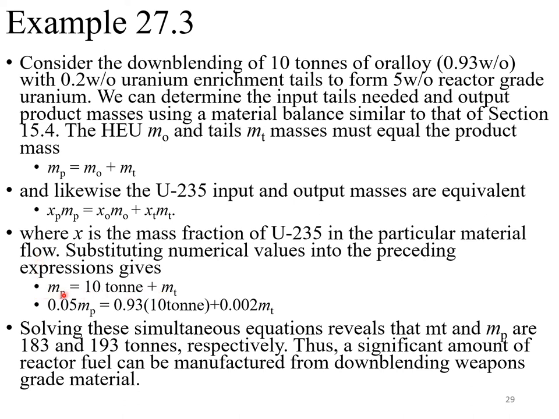As shown here, we substitute all other numerical values into these equations. Then we have just the two unknowns, M_P and M_T. Solving these two equations reveals that M_T and M_P are 183 and 193 tons, respectively. Therefore, a significant amount of reactor fuel can be manufactured from downblending of weapons-grade material.